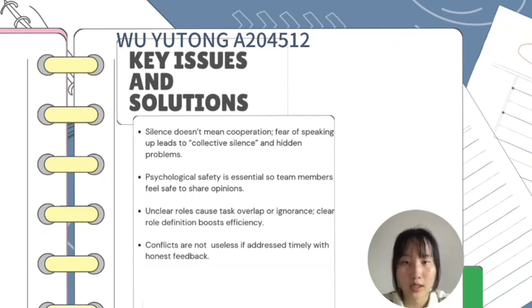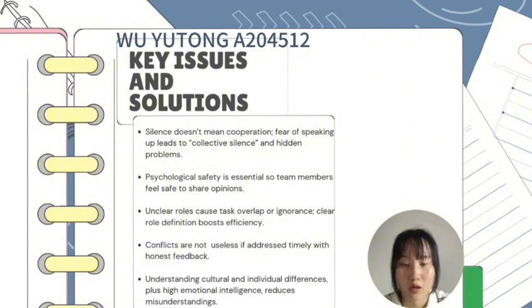To begin with, silence doesn't mean cooperation. Sometimes people may be afraid to speak up, which leads to collective silence. To solve this, psychological safety is essential. Everyone should feel safe to share their opinions. Next, unclear roles often cause problems. Tasks might overlap or be forgotten, but if everyone knows their job clearly, things become more efficient. Moreover, conflicts are not always bad. What's important is how we deal with them. Honest feedback and timely discussion can help the team grow stronger.